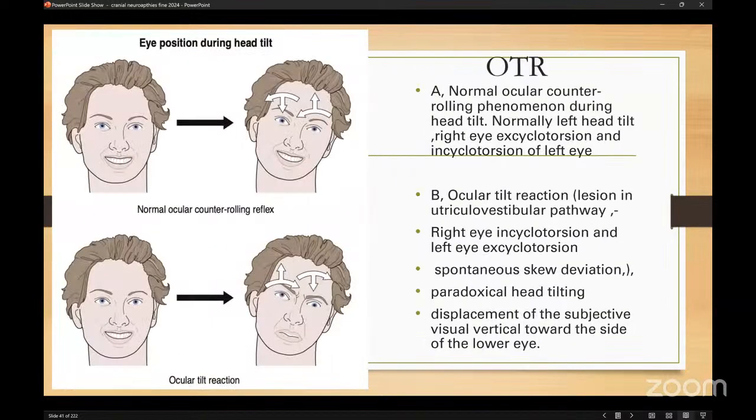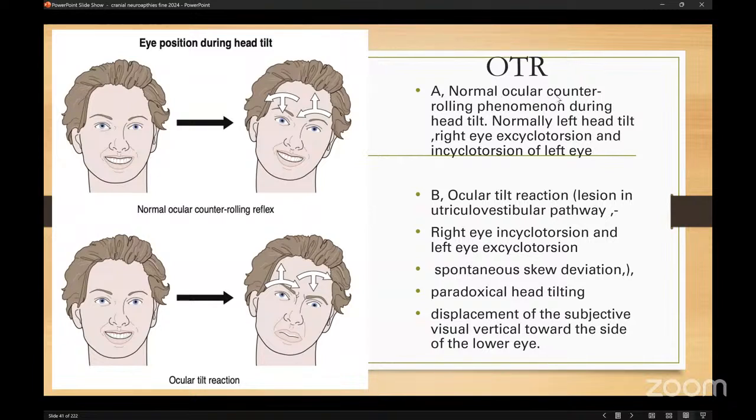So what is OTR? Normal OTR, 3 components you should remember. In OTR, there is a skew. First is this, that you should remember. There is a skew, there is a head tilting, and there is an altered subjective visual vertical. These 3 components you should remember. Now we come to what is incyclotorsion and excyclotorsion.